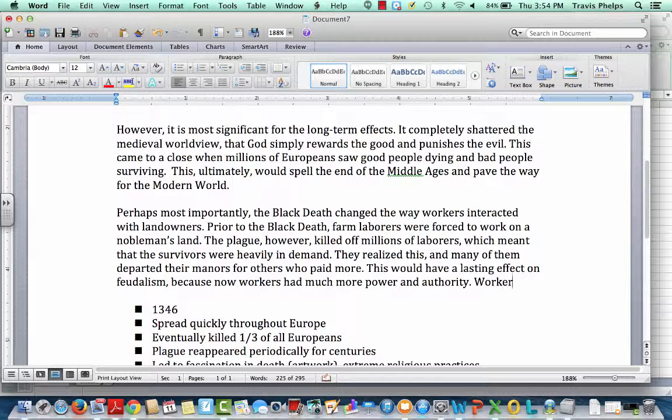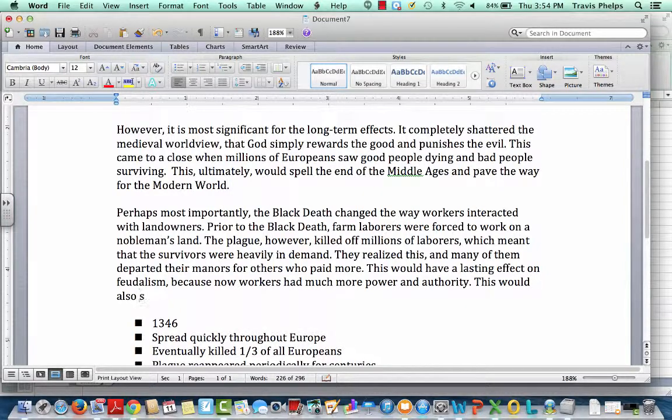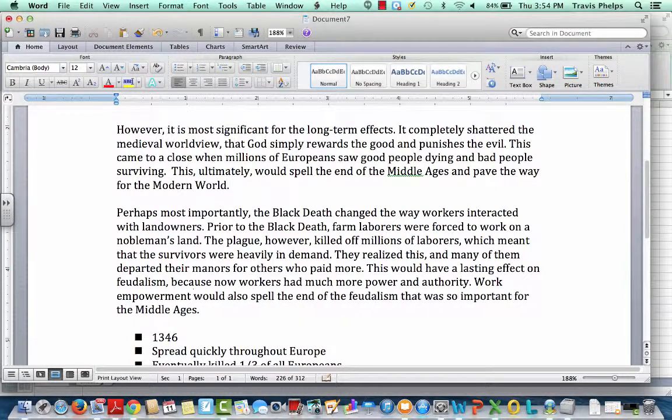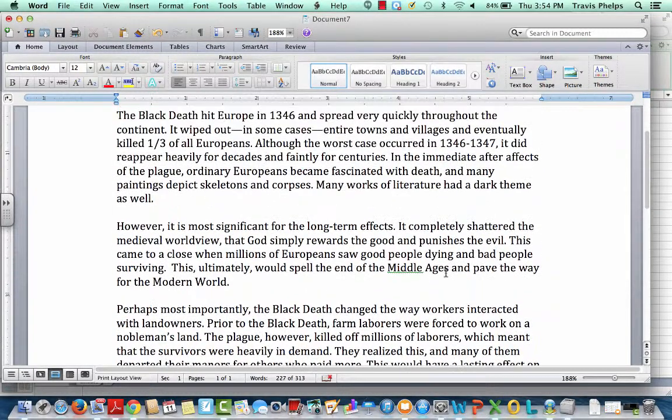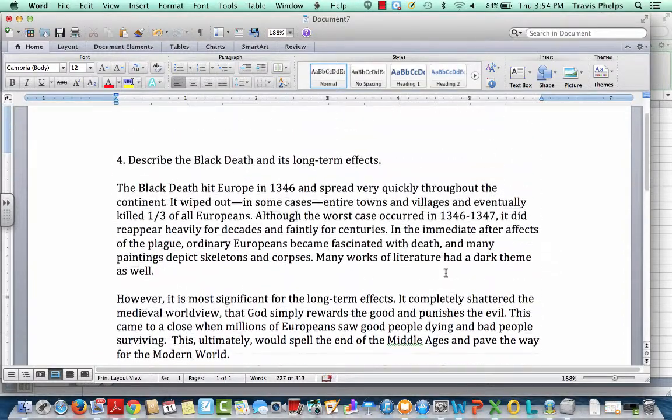We can say here one last sentence. I'm tempted to say this would also spell the end of the feudalism that was so important for the Middle Ages. But if you notice, I wrote that. I don't like the word "this" right here. I'm going to say worker empowerment. Good. So there we are. We've finished that. We have this right here.